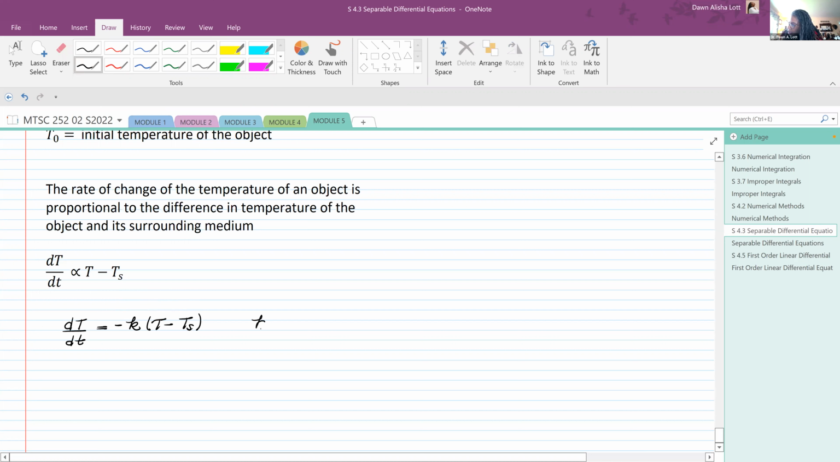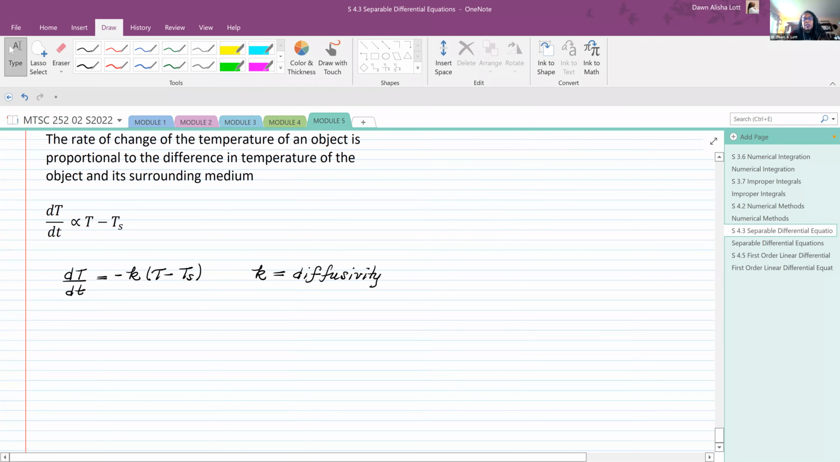So here, k is the diffusivity. And every object has its own diffusivity. That means the rate at which it loses heat. Okay, so we're going to solve this like a separable differential equation. So we're going to take dT and divide by T minus Ts, and that's going to equal negative k dt.